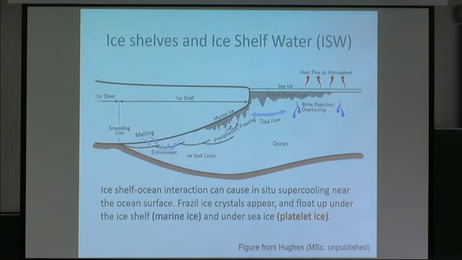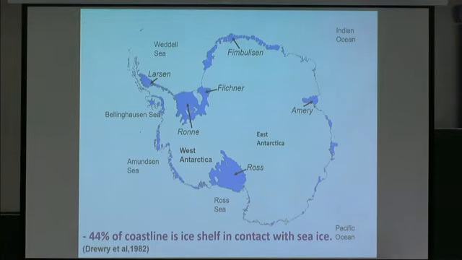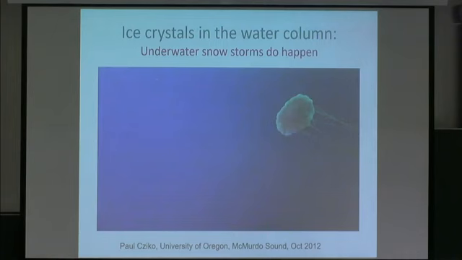For some bizarre reason, not my fault, under sea ice it's called platelet ice. And it's this platelet ice that I want to explore. It's largely an Antarctic phenomenon because around Antarctica, coastal sea ice is quite likely to abut an ice shelf, whereas in the Arctic that's a much rarer concern. And many of the observations I'll show are from this little area of Antarctica here in McMurdo Sound.